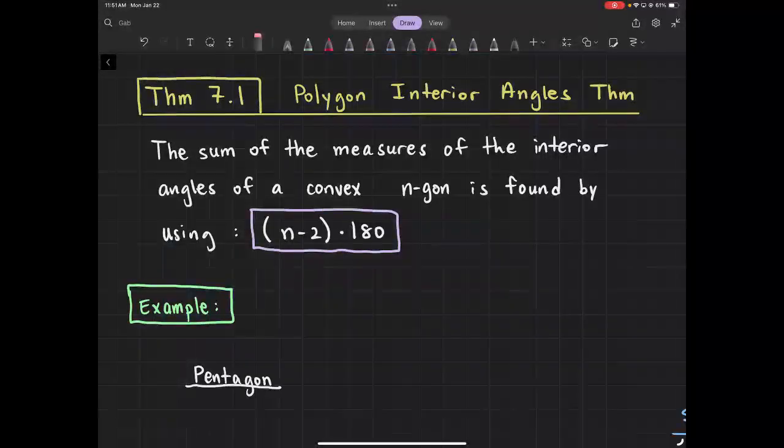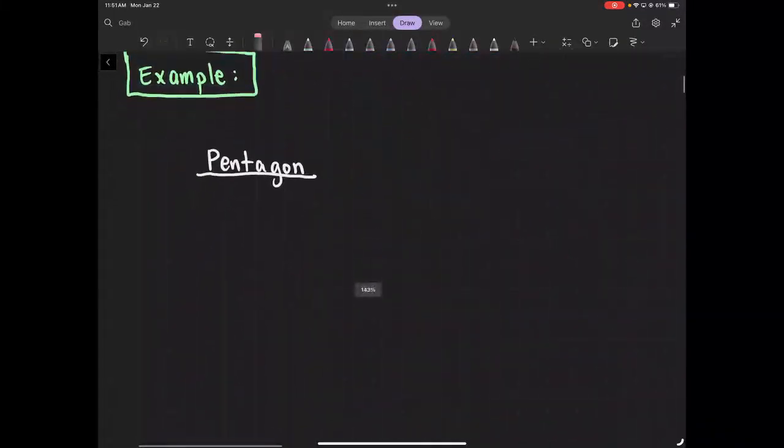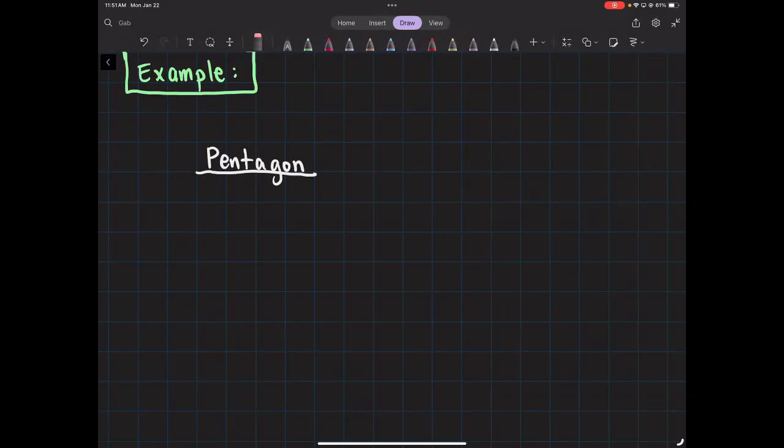Okay, I think we're good. You guys got that down? Yeah? Okay, we're gonna use it right now. So here's my first mini example. It's a pentagon.